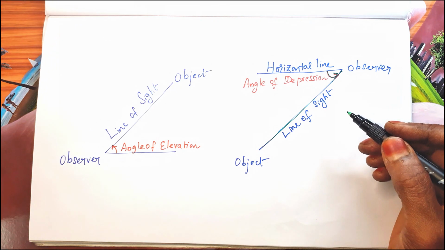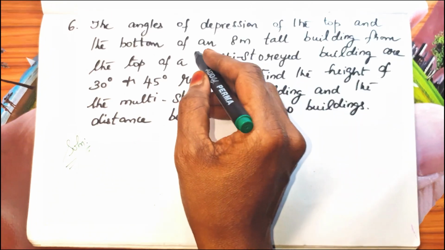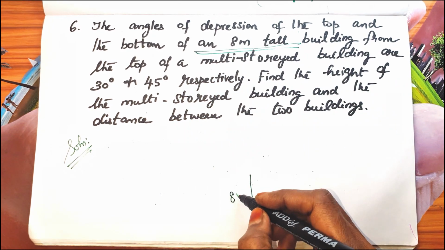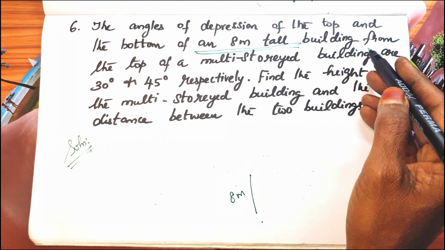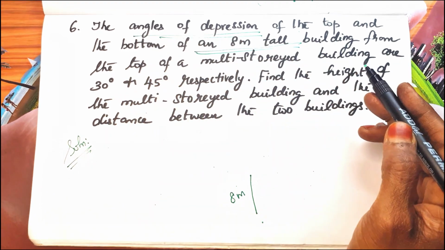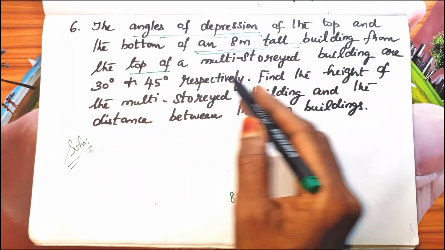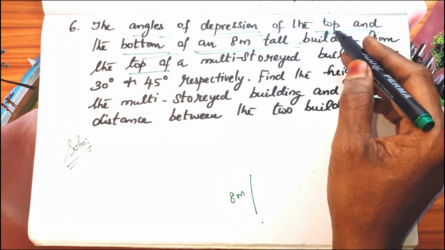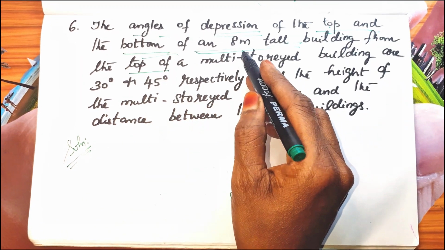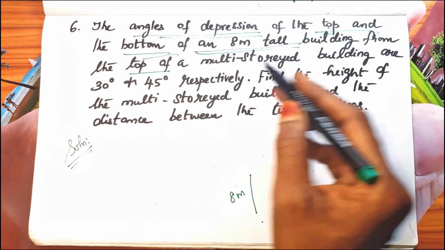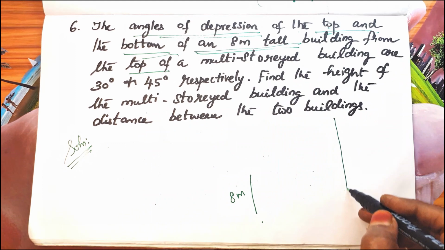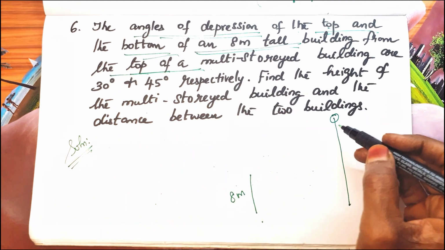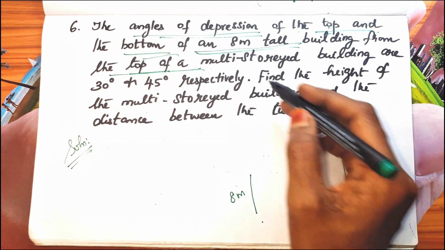So come to the problem here. We have to take an 8-meter tall building, so I am taking a building of height 8 meters. For that building, we take the angle of depression of the top and the bottom from the top of the multi-storied building. From the multi-storied building, we have to take one more building here. At the top of the multi-storied building, we are calculating the angle of depression.